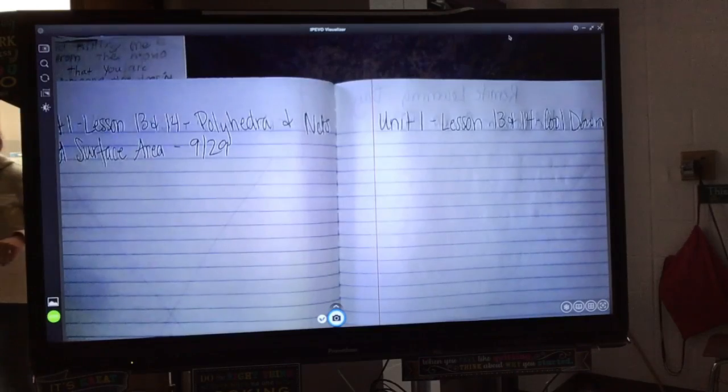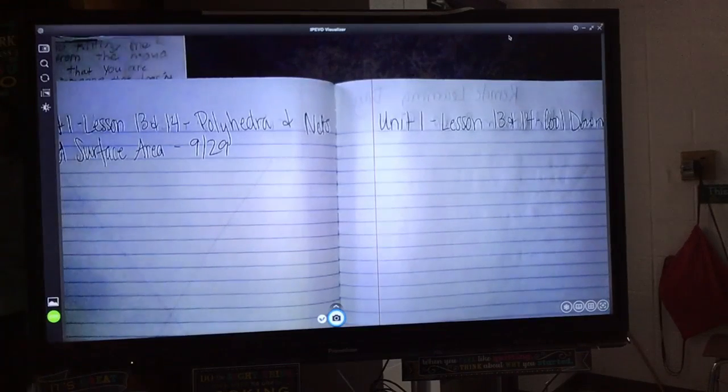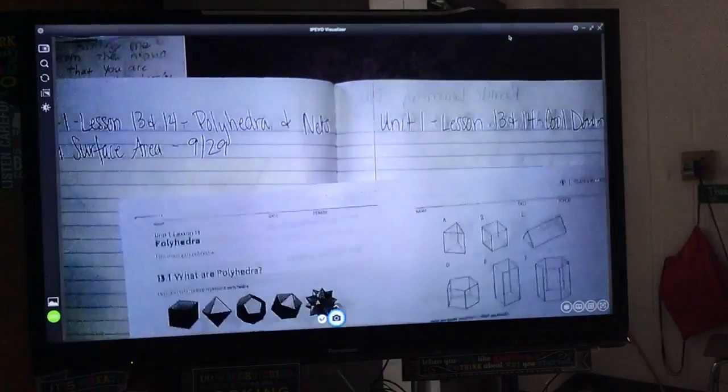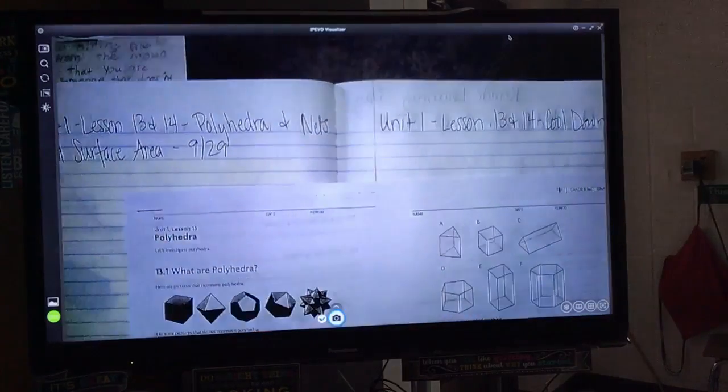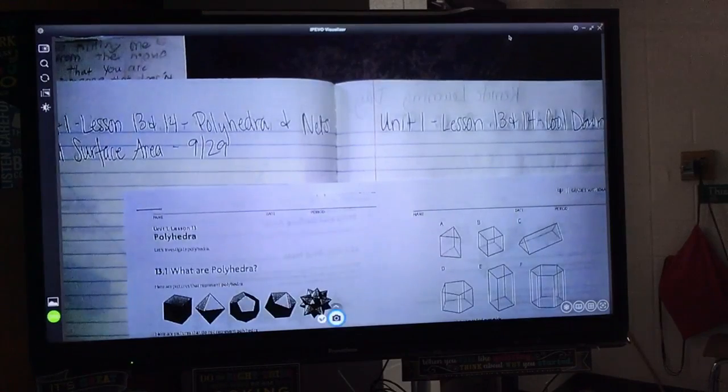Damien? Yep. Got him? Yes. I can't fully see what it says on the first page. Says Unit 1, Lesson 13, 14, polyhedra, and nets and surface area. Okay.